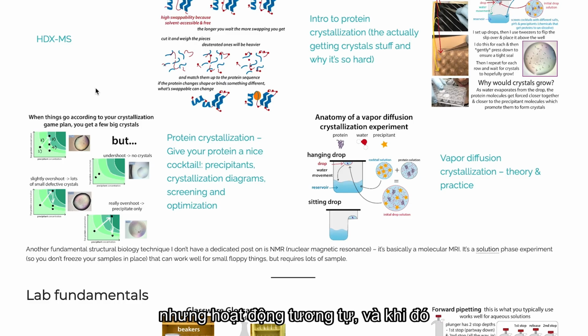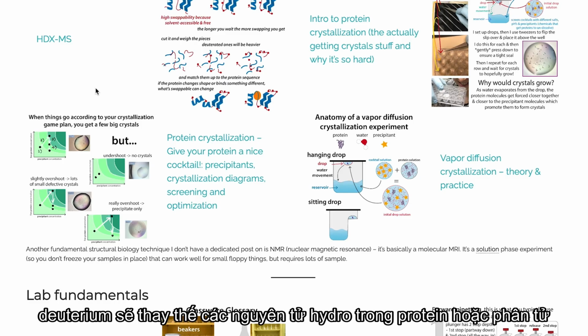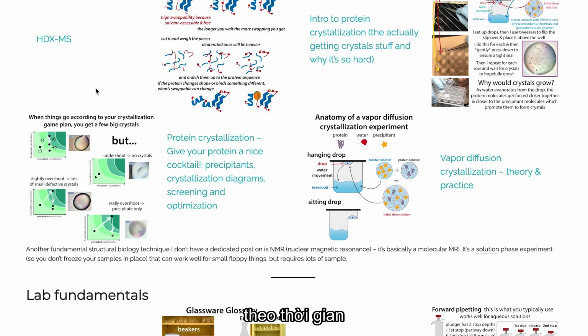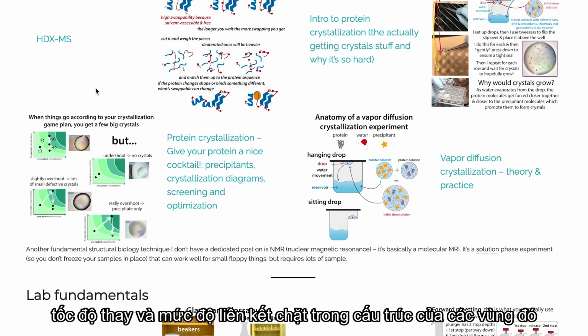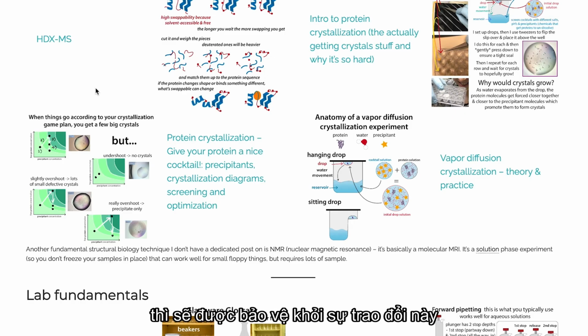It's just a little heavier, but it acts basically the same. And so what happens then is the hydrogens in the protein or in the molecule are going to get swapped out for deuterium over time. And then you can look and see which regions got swapped, and how fast. The more tied up in the structure those regions were, or if they were bound to something, the more they're going to be protected from this exchange, this swap out with the deuterium. And so therefore they're going to have a lower signal. Their signal is going to rise slower.